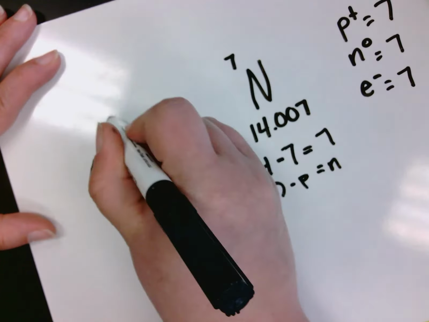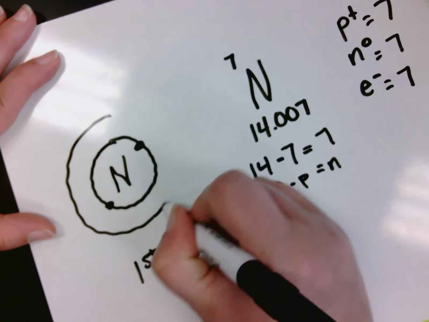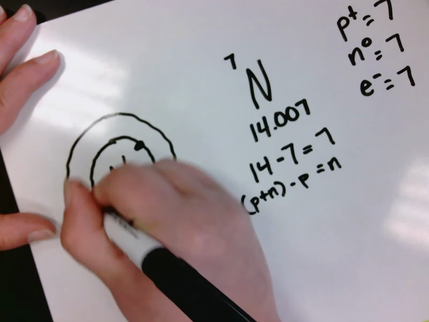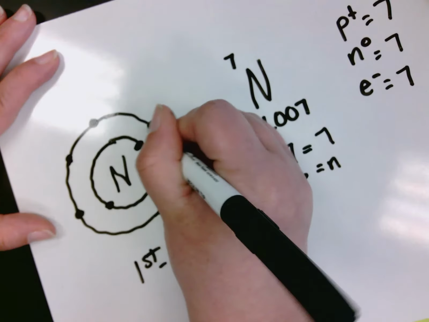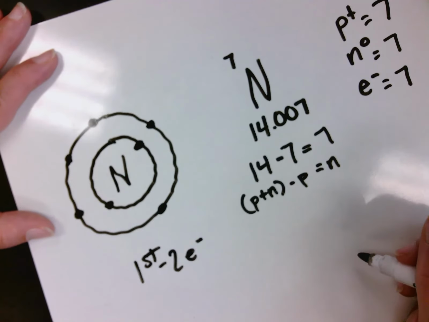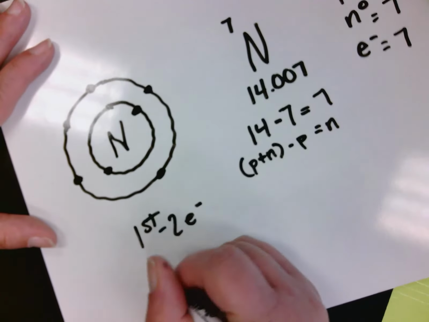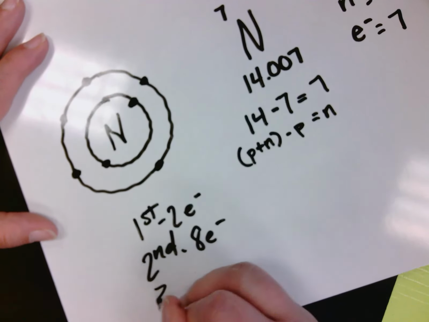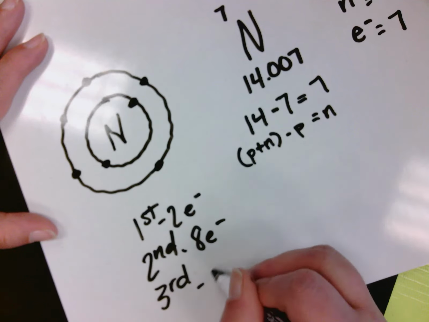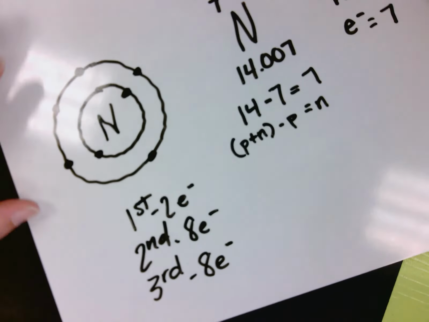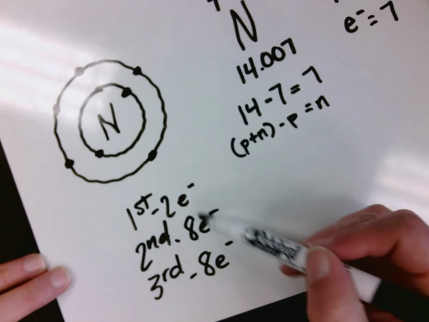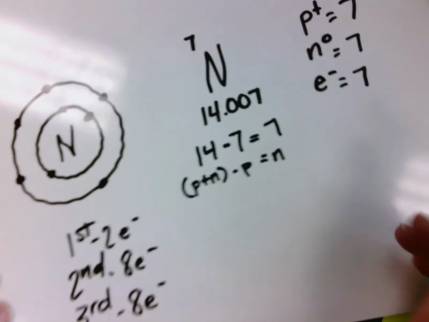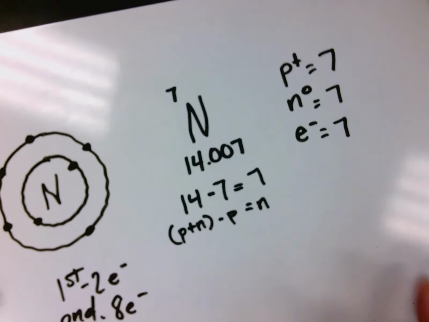Then I still have 5 more I need to place, so I'm going to draw a second shell and place 5 more there. That is a Bohr model of nitrogen. Now the second shell can hold up to 8 electrons, and so can the third shell. If you have a third shell, it can also hold 8. So that's the maximum amount you can put on each of these shells before you have to bump up to another shell. Okay, now let's talk about ions.